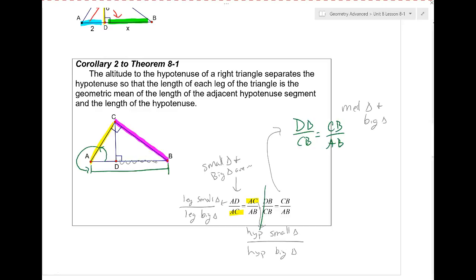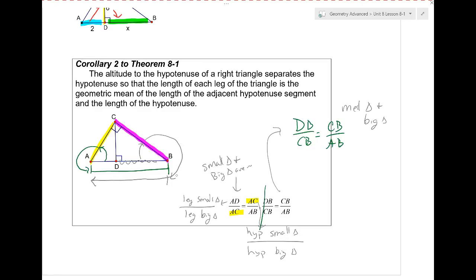Isn't segment DB a leg of the medium triangle? It corresponds to the leg of the big triangle. So leg medium to leg big, as, oh, look, back to the medium, isn't BC the hypotenuse? So it's the hypotenuse of the medium one to the hypotenuse of the big. So then it goes like this. It's exactly the same way of doing it. So leg to leg, hypotenuse to what? Hypotenuse.